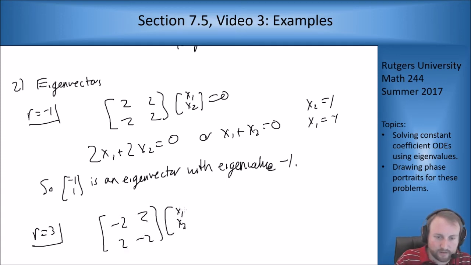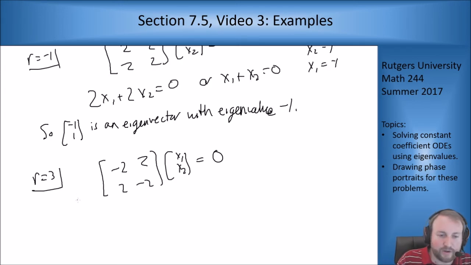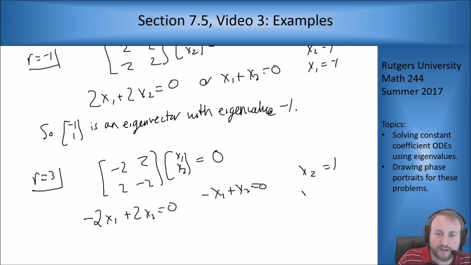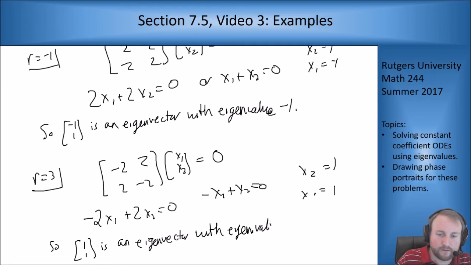x1, x2 equals 0. And again, only writing one equation, negative 2x1 plus 2x2 equals 0. Negative x1 plus x2 equals 0. So if x2 equals 1, x1 equals 1. So (1, 1) is an eigenvector with eigenvalue 3.